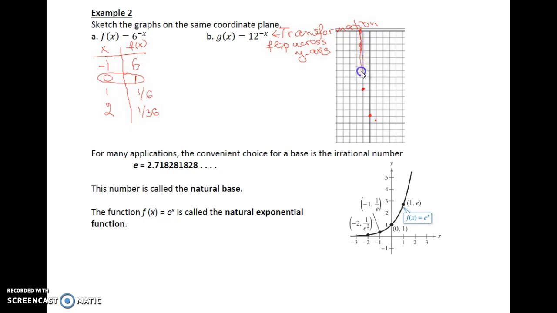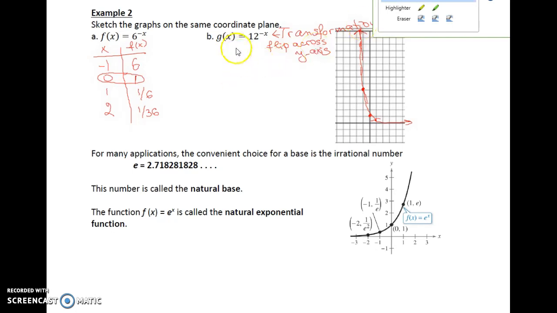Oh, I'm trying to not cross that line. It's not working very well for me. Oh, goodness. Yep, that's as good as it's going to get. So let's go ahead and look at the next one.